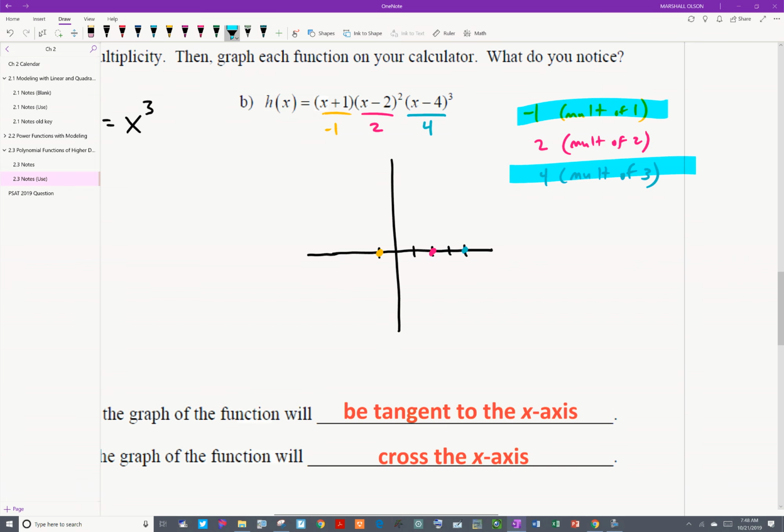So these two are odd multiplicities, which means we're going to be going through the axis, and this one is even, which means that we're going to be tangent to the x-axis there.